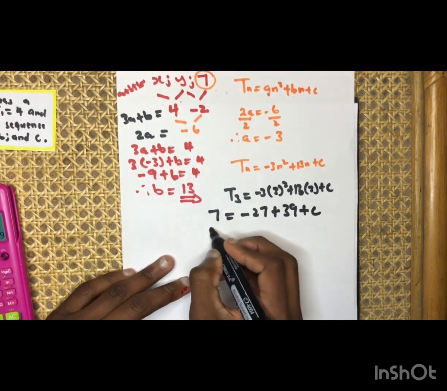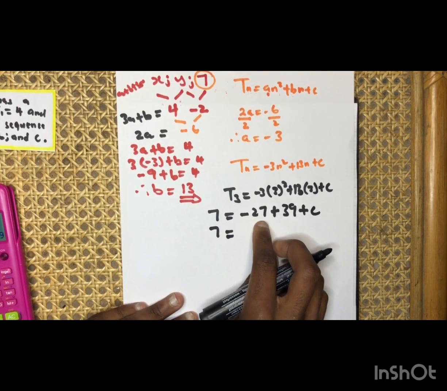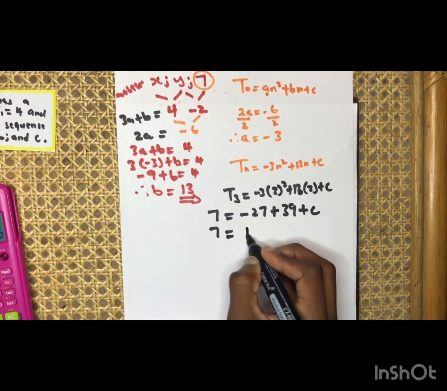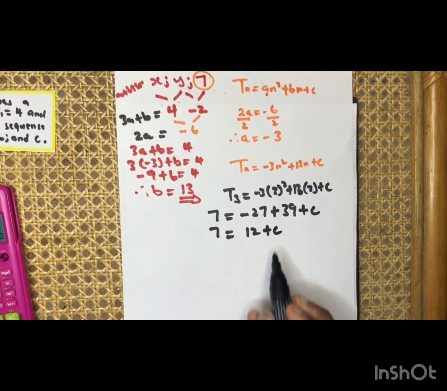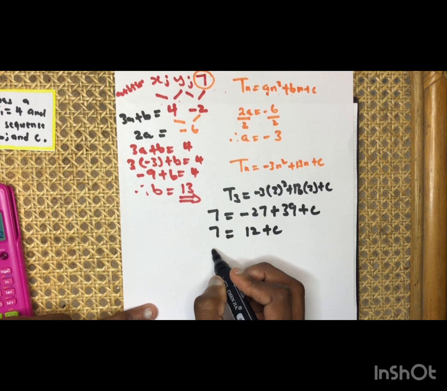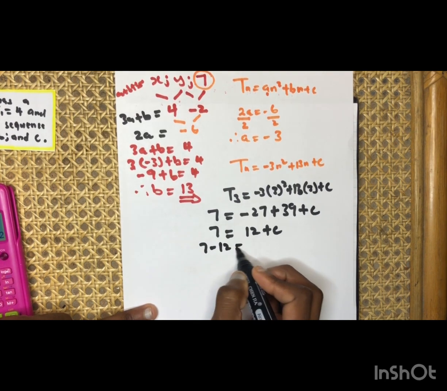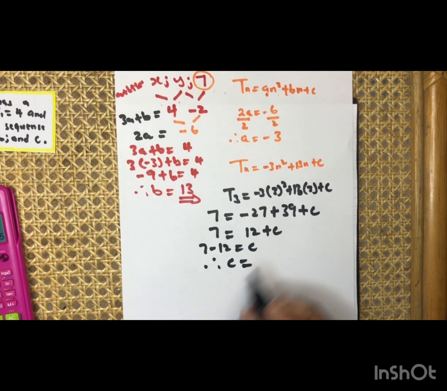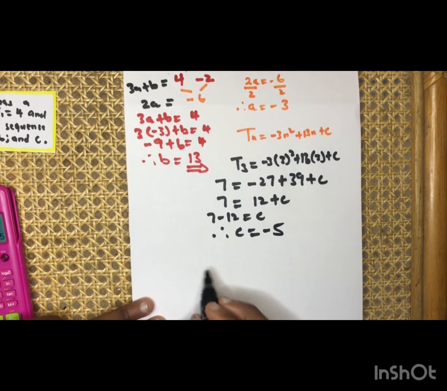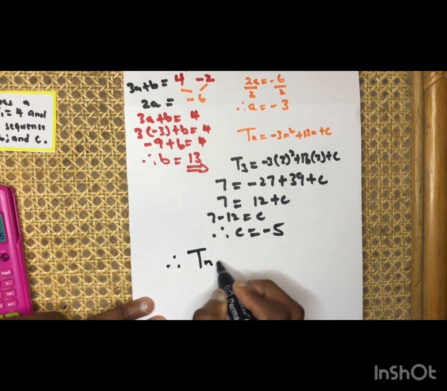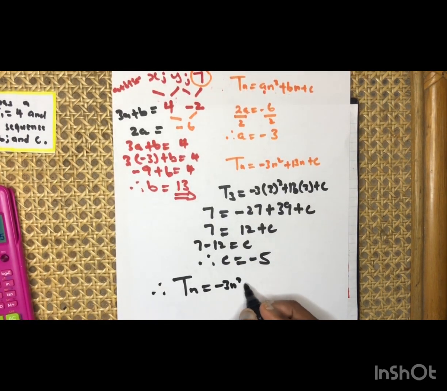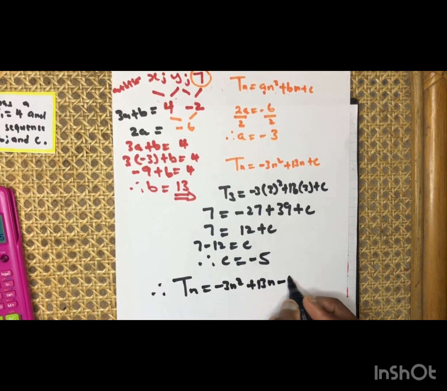Understand? So this is 7 equals negative 27 plus 39. We get 12 plus c. Then we transpose 12 to that side. So we're going to say 7 minus 12 equals c. So therefore your c is going to be minus 5. So guys, in this case, the general term here, we know that it is negative 3n squared plus 13n minus 5.